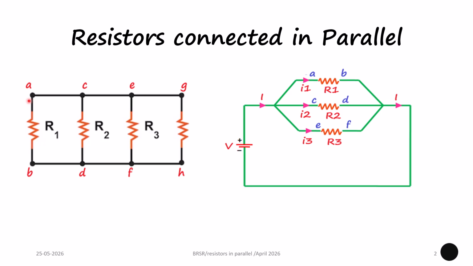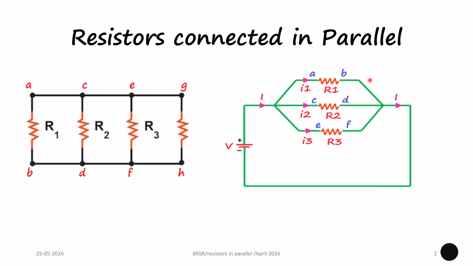Now you can see that one end of the resistors R1, R2, R3, R4 are all connected. The other ends are also connected. So we call all these resistors parallel. In this example also, we see that resistors A, B, C, D, E, F are all connected in parallel.